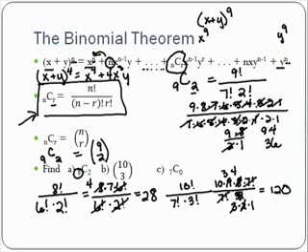Okay, and then the last one, combination 7 choose 0. So the formula says take 7 factorial over 7 minus 0 factorial times 0 factorial. Well, 7 factorial will cancel out. 0 factorial is 1, so this is 1.